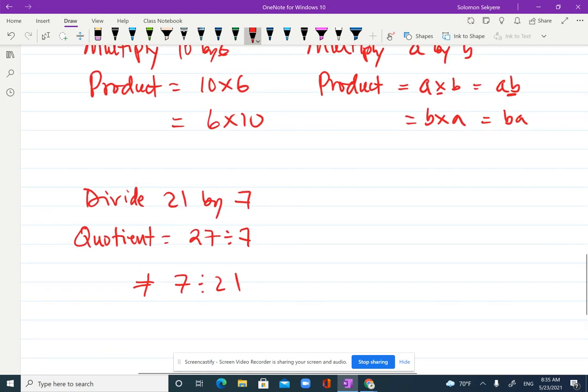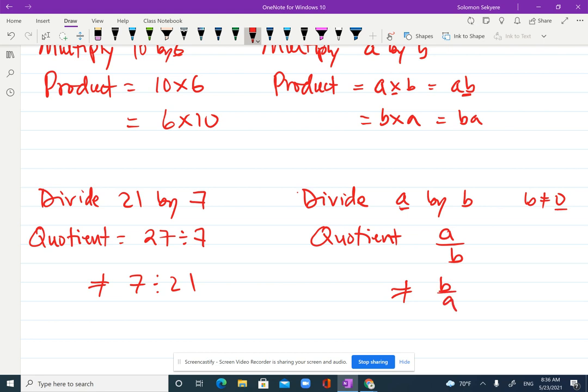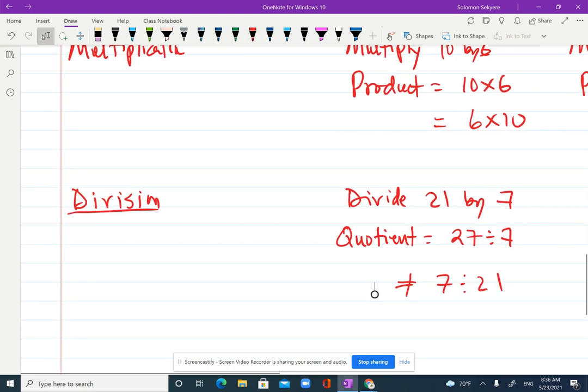In an algebraic expression, for example, we say divide A by B, and then say B should not be equal to 0, because we cannot divide a number by 0. How do you write that? Quotient. Divide A, that means A is the numerator, by B. And of course, it's not the same as B over A. So here are some examples getting used.